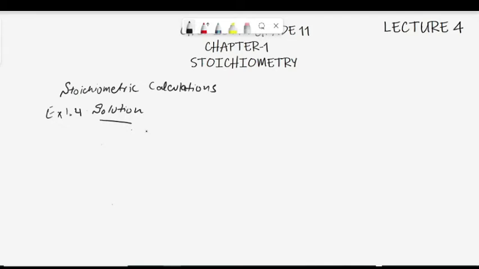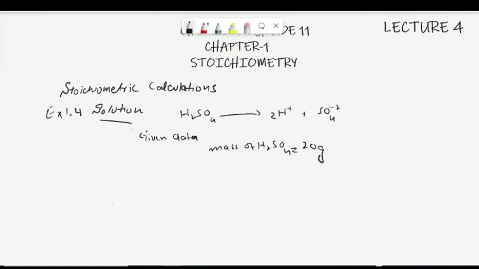So we are dealing with a reaction in which sulfuric acid ionizes completely in water. First we have to write the balanced chemical equation. So we have sulfuric acid and it completely ionizes into hydrogen ions and sulfate anions. And because we have two hydrogens here, you can just multiply H with 2, and now we have a balanced chemical equation. The given data is the mass of sulfuric acid, and that is equal to 20 grams.